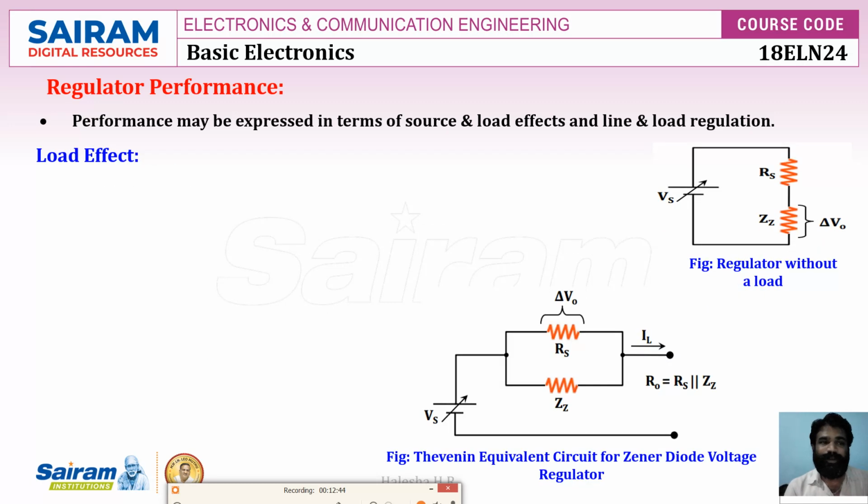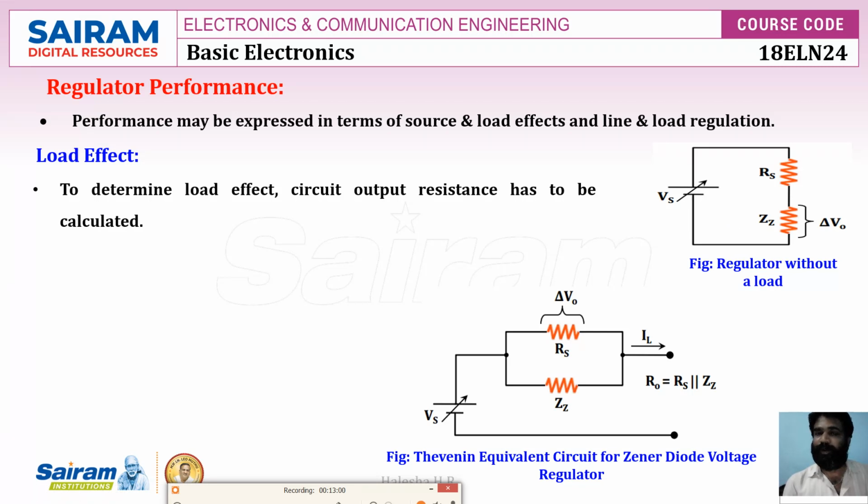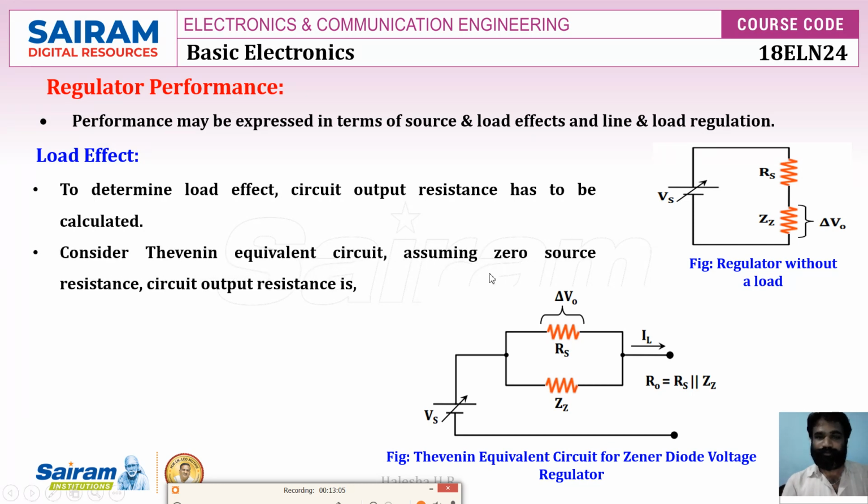Okay. Now we'll see load effect. Again we consider this is the circuit without a load. It is the Thevenin equivalent circuit of this circuit. Again, to determine the load effect, the circuit output resistance has to be calculated. So this is the Thevenin equivalent circuit, assuming zero source resistance. The circuit output resistance is R naught, the effective resistance of the output. R naught is equal to RS parallel with ZZ.